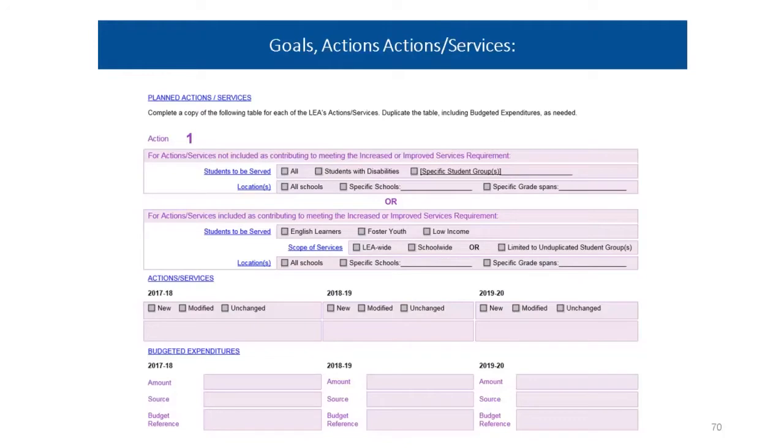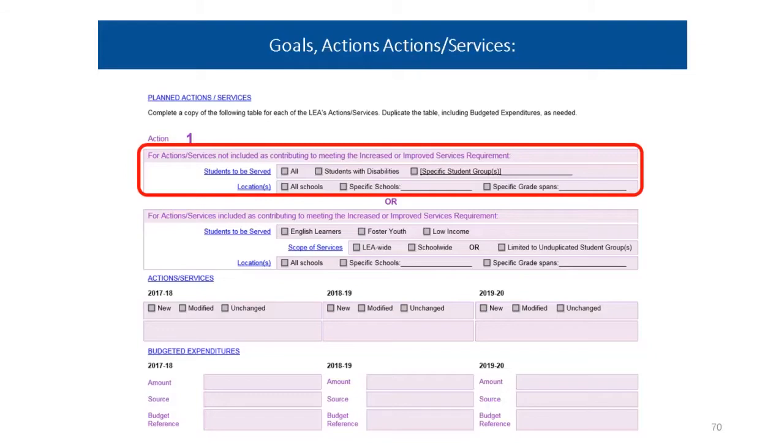There is a significant change in how actions and services section are reflected. You will see there are 2 places where actions and services can be written. The first is for actions and services that do not contribute to the increased or improved services requirement. These are actions and services that are meant for all students or student groups not included in the unduplicated pupil groups. You will note that the services for students with disabilities are included here.